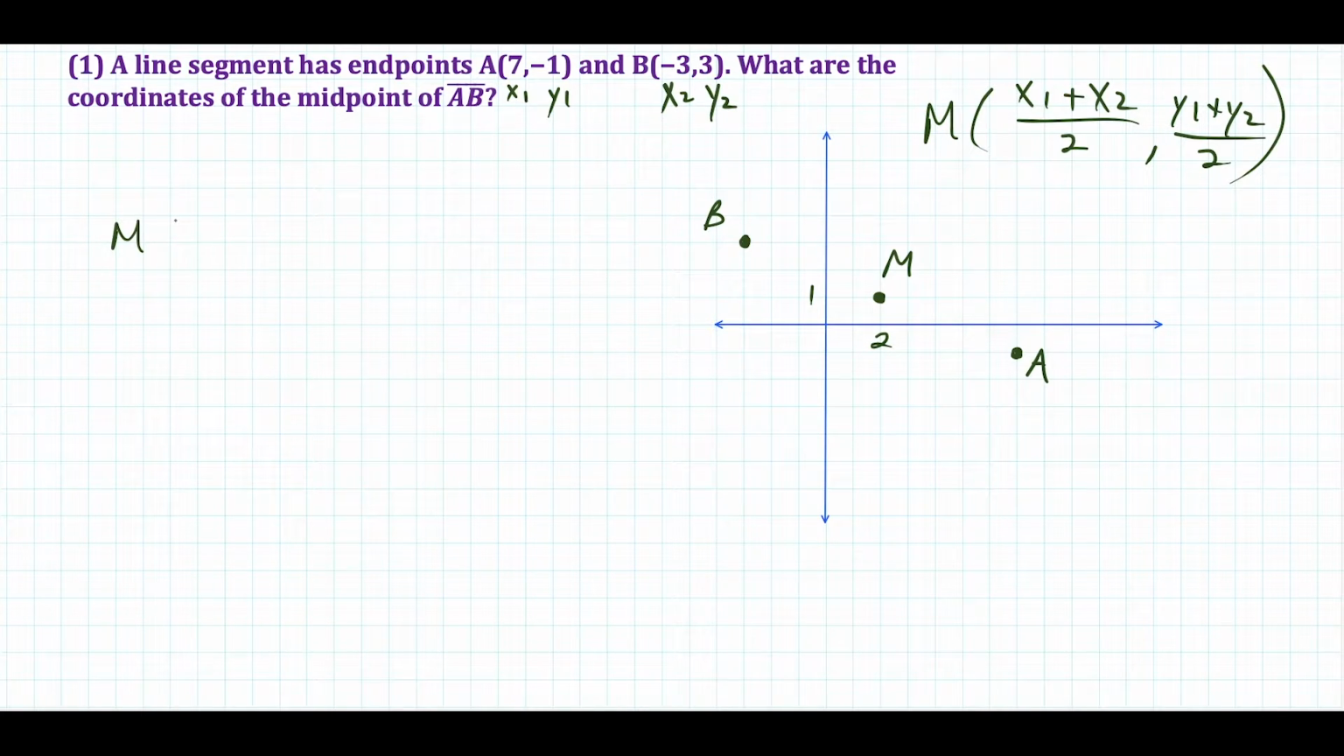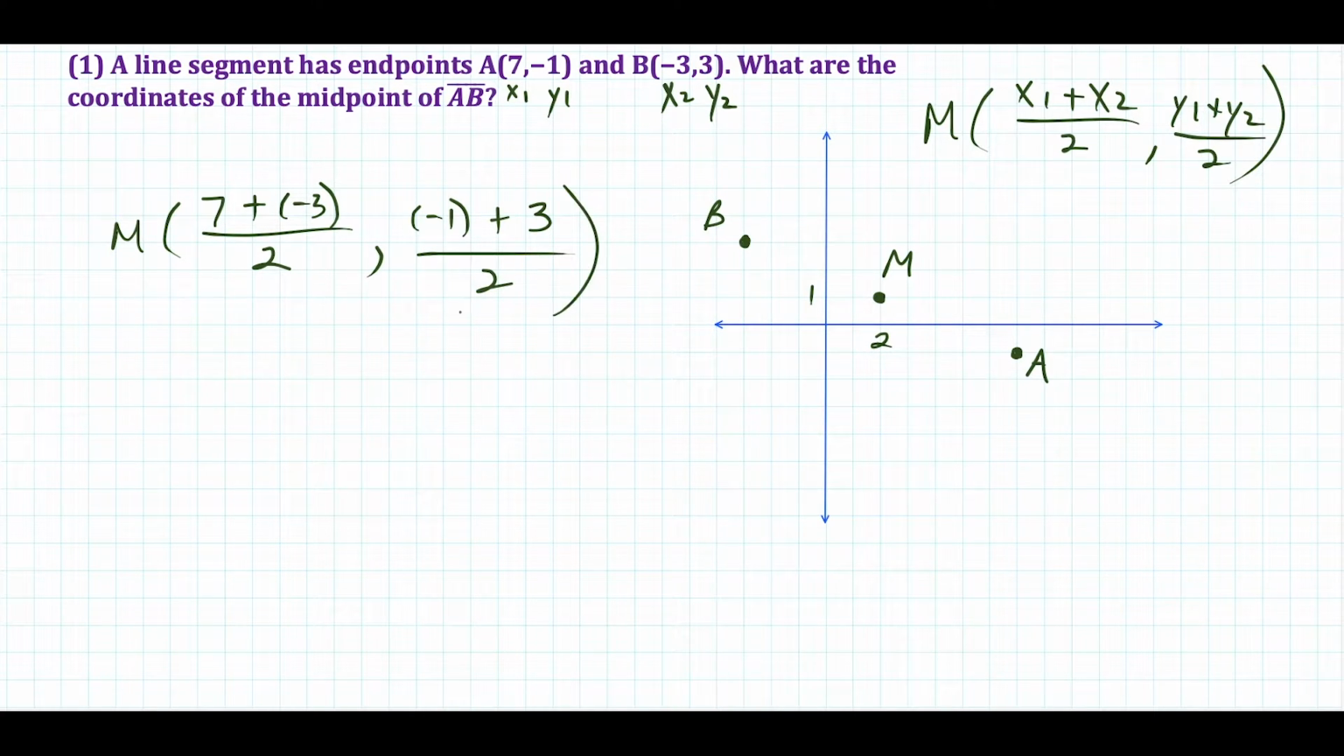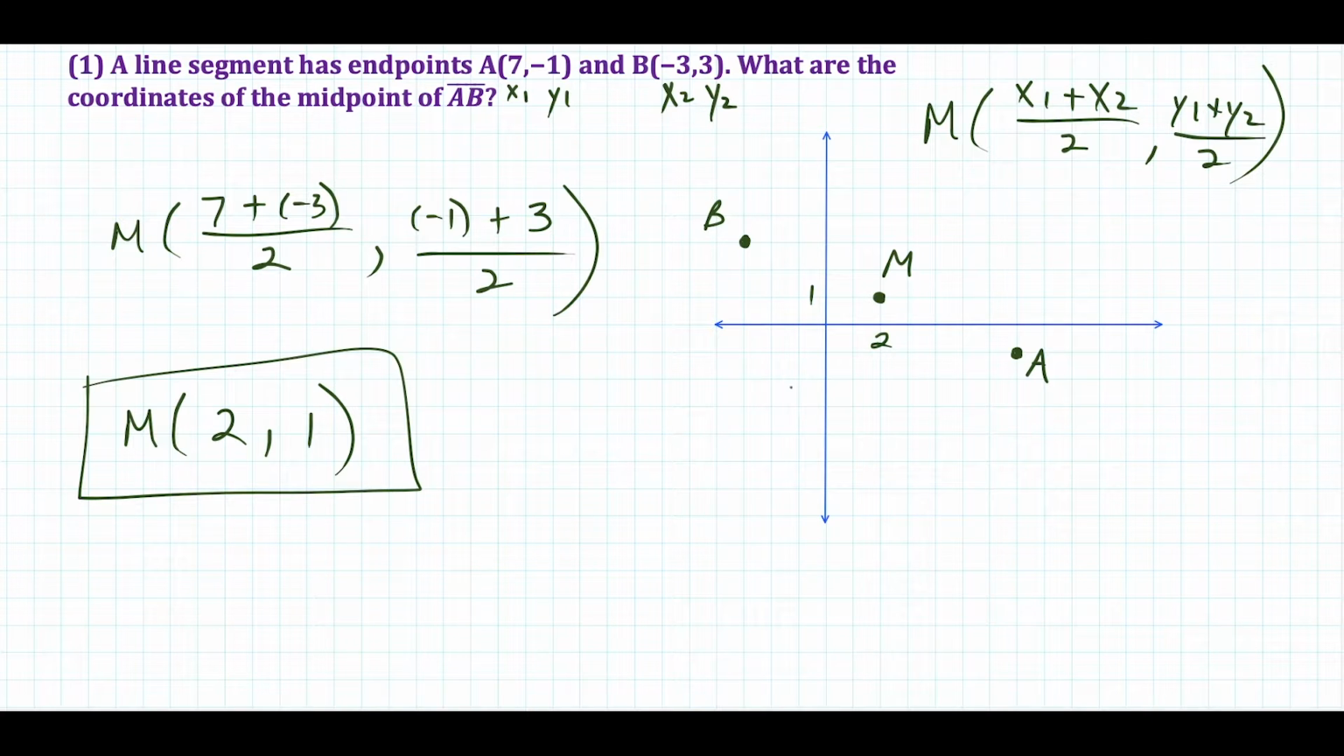So the midpoint, the technical way, is the sum of the x values first, 7 plus -3, divided by 2. That's our x coordinate, and our y coordinate is -1, that's y1, plus y2, which is 3, divided by 2. Simplifying, 7 plus -3 is 4, and 4 divided by 2 is 2. And -1 plus 3 is 2, and 2 divided by 2 is 1. So it does check out, our midpoint is 2, 1.